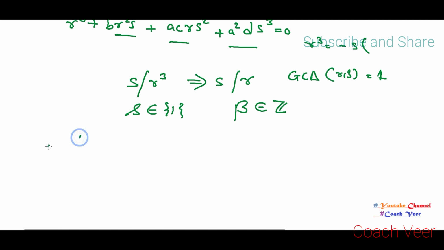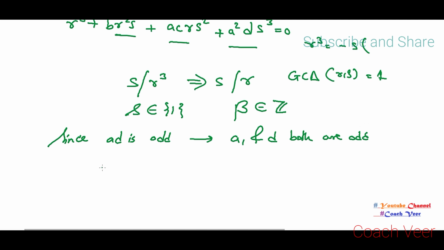So now at the last point, since AD is odd, again the given condition AD is odd, it suggests to us that A and D, both the things are odd, and the other, B, that also I should write, BC is even. That means either B or C is even, or both of them. So that is how we understand this situation.